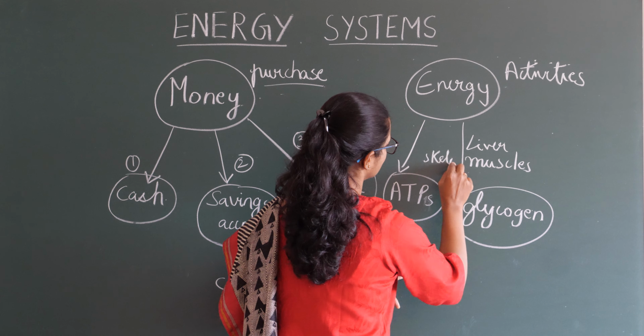Now ATP is nothing but the energy currency of the cell. It's just like the currency, cash, which can be used. It's a form of money. So cash is nothing but ATPs. ATP is known as the energy currency of the cell.